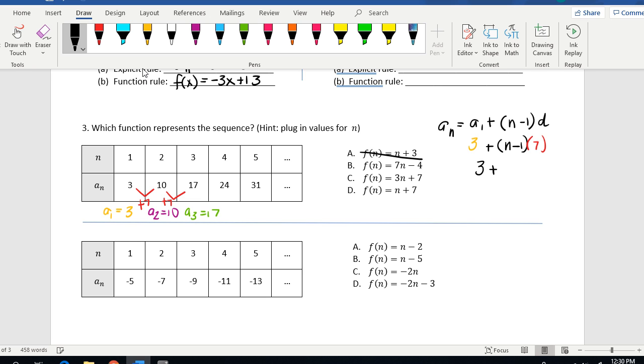So I have 3, backwards distribute the 7. So 7 times n is 7n. 7 times -1, -7. So my final explicit formula is 7n, and then combine like terms, 3 plus -7 is -4. Whoa.